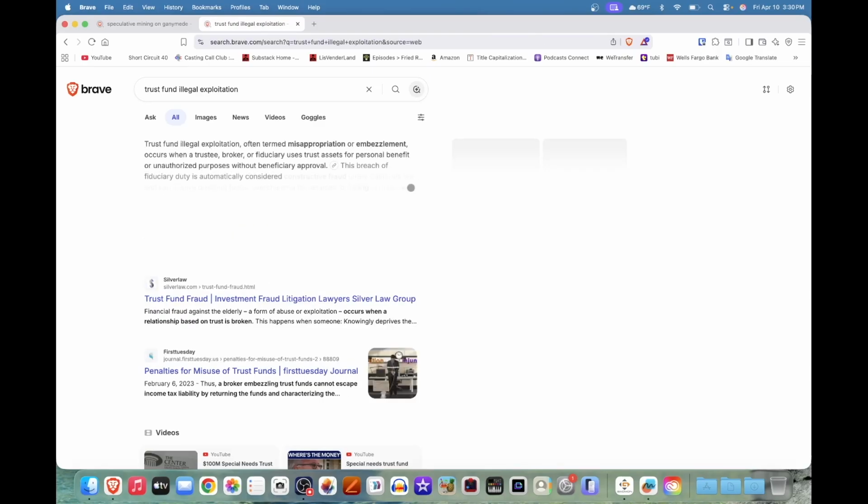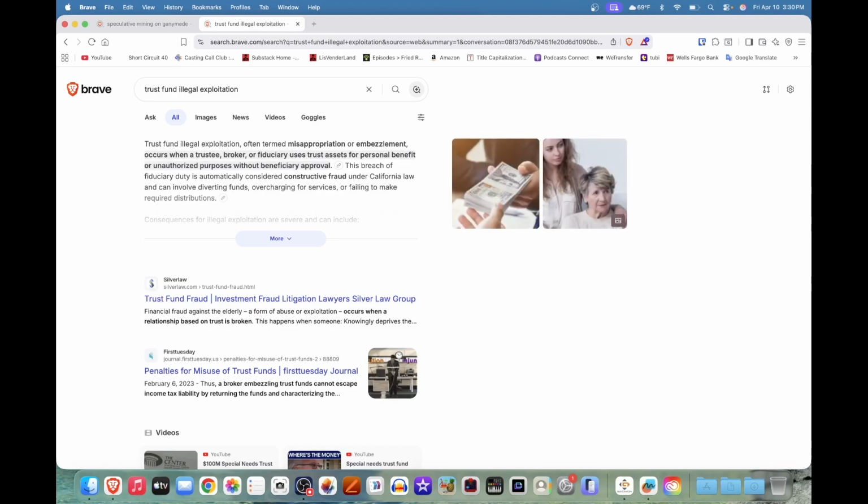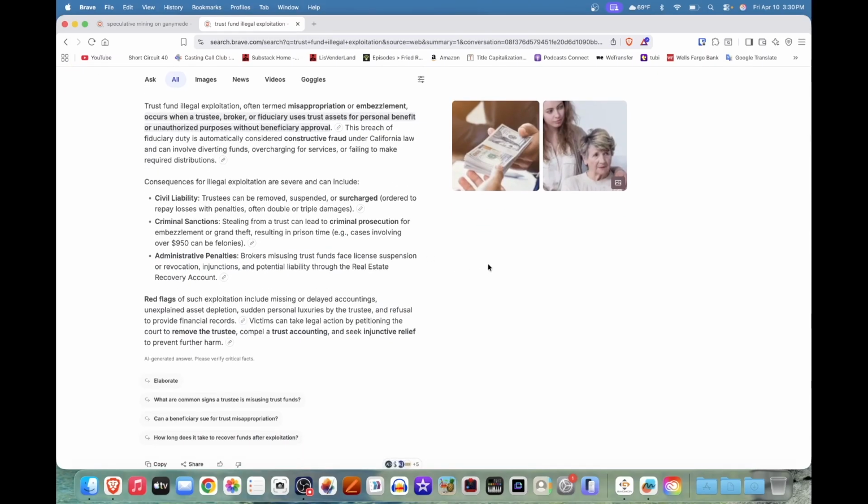Let's see here. Embezzlement. I might have to do some more research into this. Maybe she taps into a trust fund somehow, or creates a trust fund and then embezzles from it. Yeah. Constructive fraud, and can involve diverting funds, overcharging for services, civil liability. Trustees can be removed, suspended, or surcharged. Criminal sanctions, administrative penalties. See, this could work. This could work if Dolly insinuates herself into a trust fund by some operation.